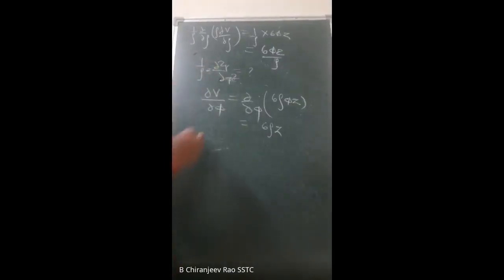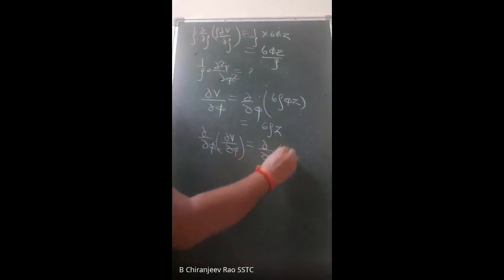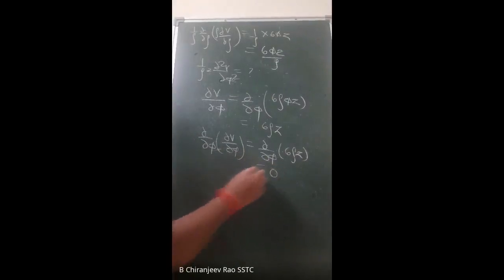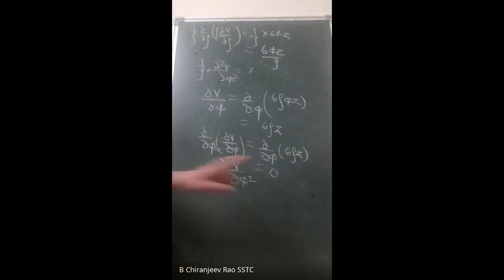Then again differentiate it with respect to phi. So del by del phi of 6 rho z. Okay, 6, rho and z are constant, so you will get 0. So del square V by del phi square is 0. So this term is 0.